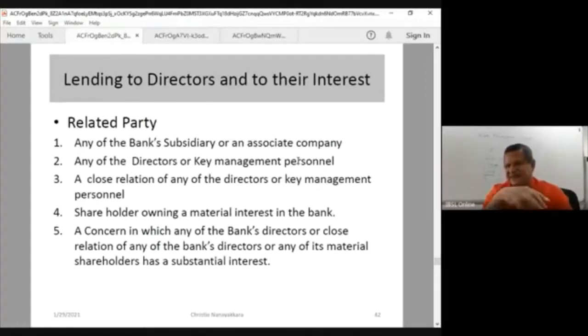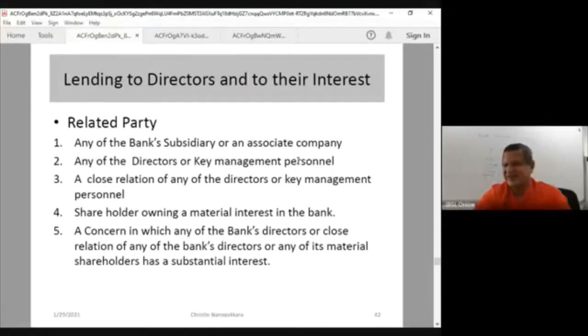So any subsidiary or associate company we call a related party. There are guidelines given by the central bank if you want to lend to a related party. Any of the directors or key management personnel is a related party. Now, key management personnel, you need to understand your hierarchy in your bank. Generally, your CEO and the corporate management, DGMs, AGMs are the hierarchy of your bank.